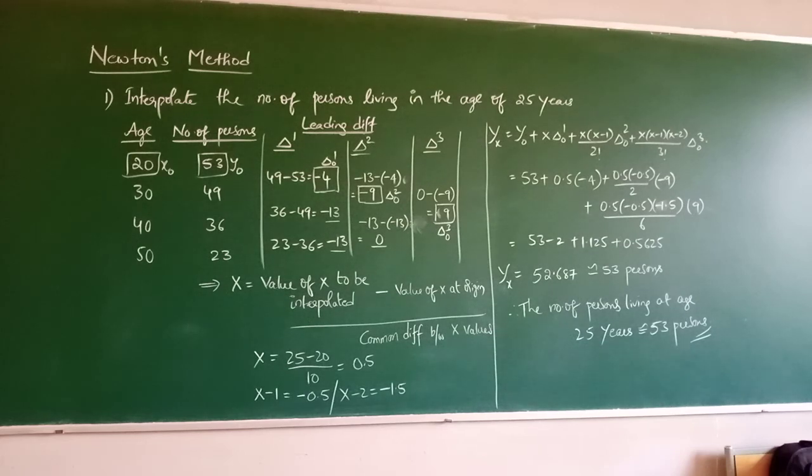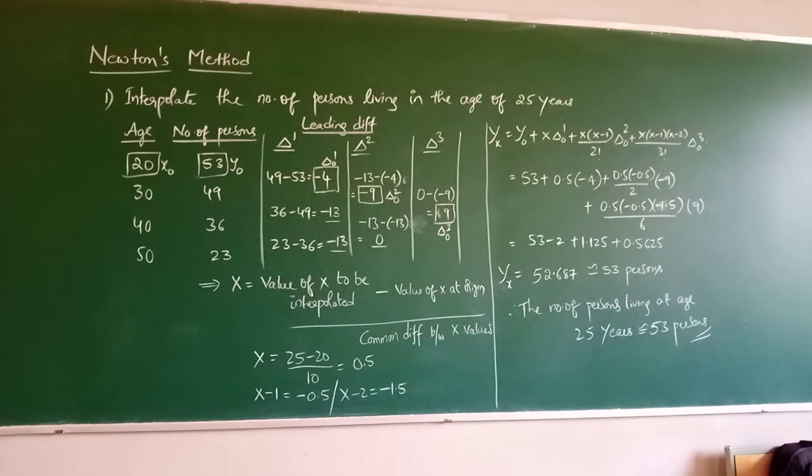Now in that, y naught is nothing but the number of persons origin value y. What is it? Y naught is 53 and delta naught 1. So the first leading difference at origin, delta naught 1, is minus 4, and delta naught 2, the second leading difference at origin, is minus 9, and delta naught 3, the third leading difference at origin, is plus 9. And then what about x?